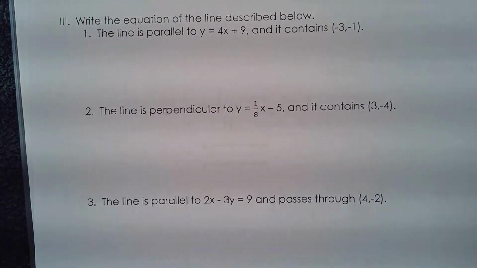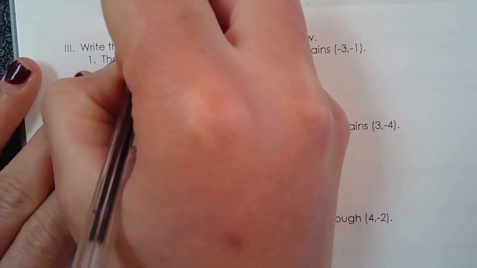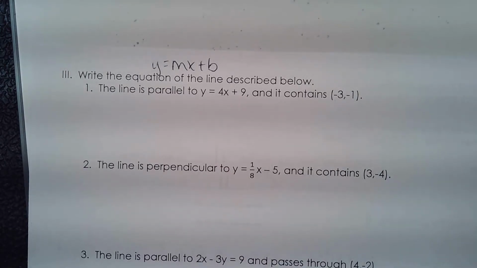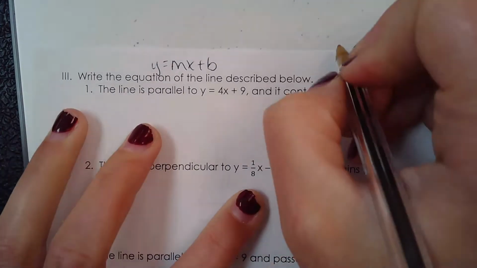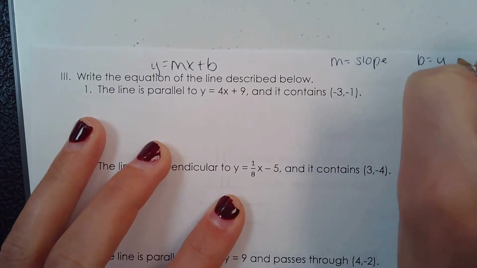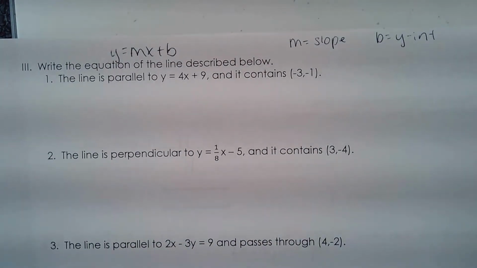So for all of these, we're writing the equation of a line, okay? When you write the equation of a line, can you guess what form it might need to be in? It needs to be in y equals mx plus b, yeah? What does that m stand for? What does that b stand for? Slope and y-intercept. So m is slope. b is y-intercept. Those are the two things that you need to write the equation of a line. Are we good with that? You've got to have slope. You've got to have y-intercept.